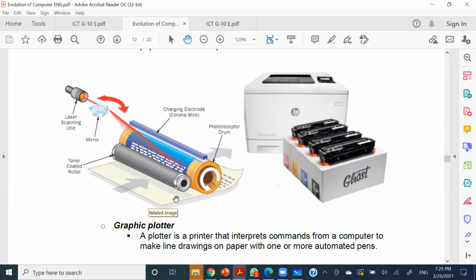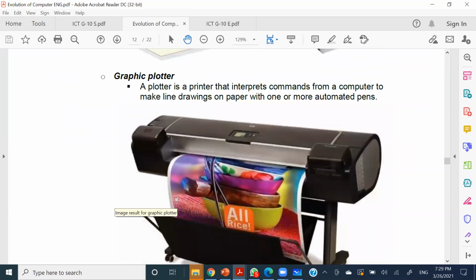And there is another one called the graphic plotter. Now, this is used to print out massive-size printouts, right? Local hoardings are printed out with the help of this kind of printer, right? So a plotter will help you to print in big sizes, right?